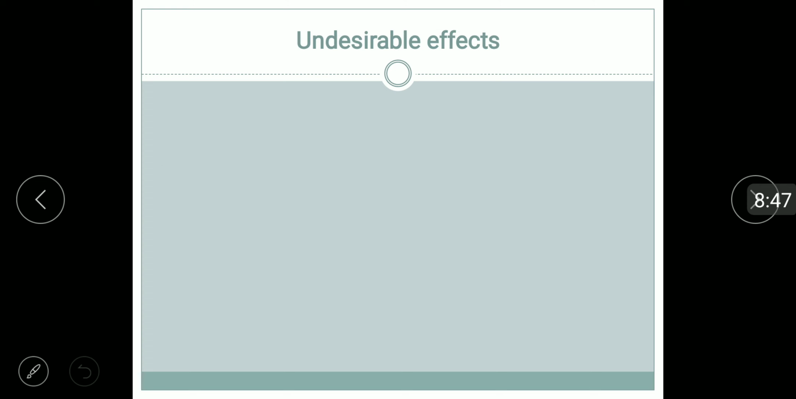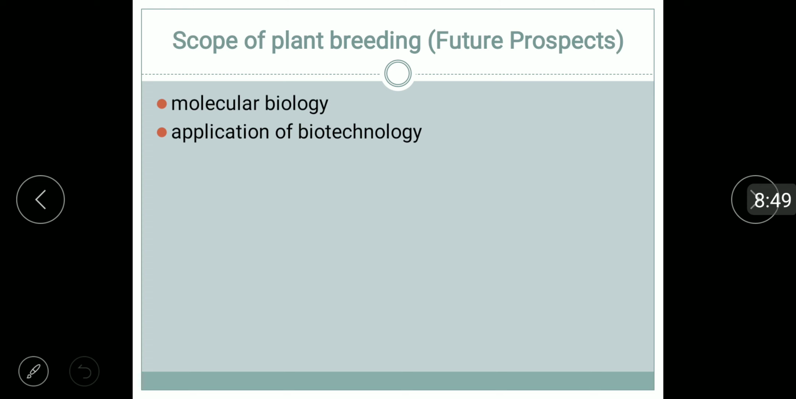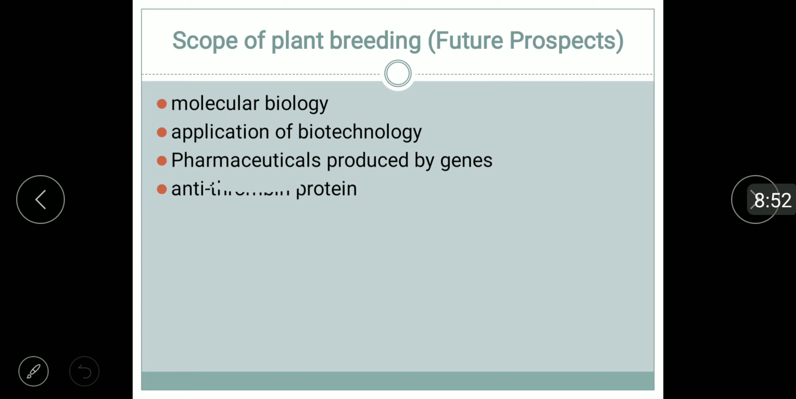antithrombin protein. These are scopes. Future scope: molecular biology is one of the important branches which will help in transfer of genes, mapping of genes, chromosome mapping, overall molecular level genes, and gene editing technology. This all comes in molecular biology. Those are applications of biotechnology.